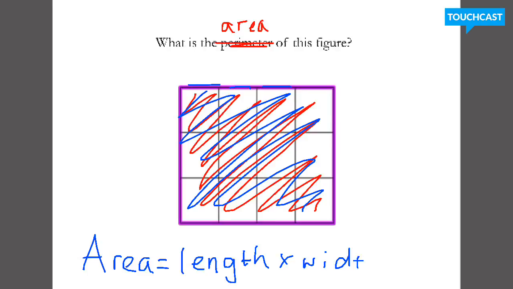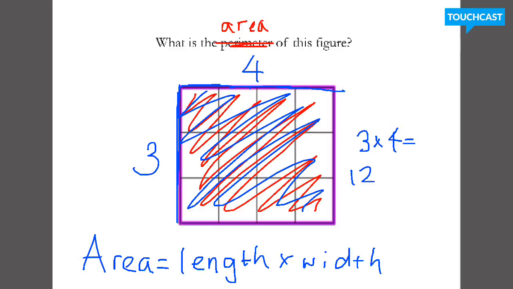So let's look for the length. That's the longer side. 1, 2, 3, 4. So the length of this side is 4. And we know the width is the shorter side. That's 1, 2, 3. So if area equals length times width, well, the area is 3 times 4, which is 12 square units. Nice job.